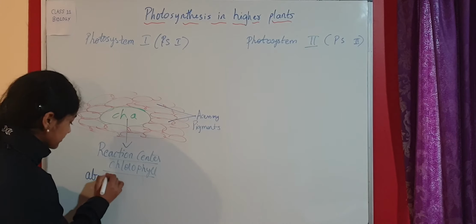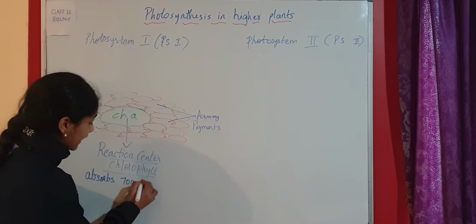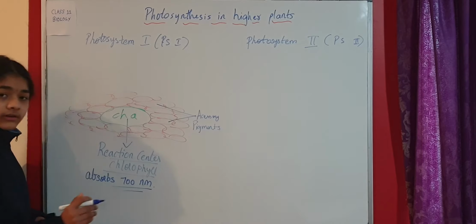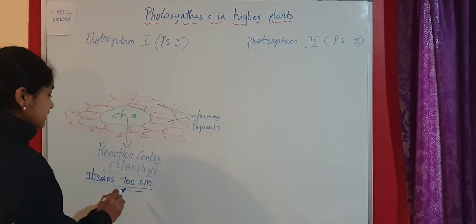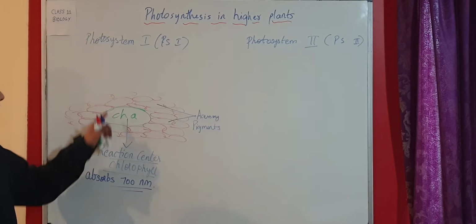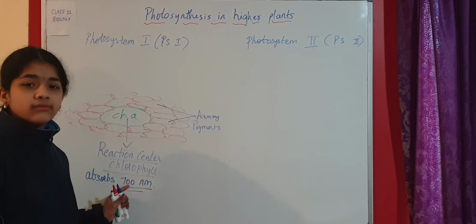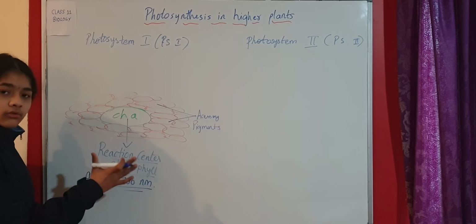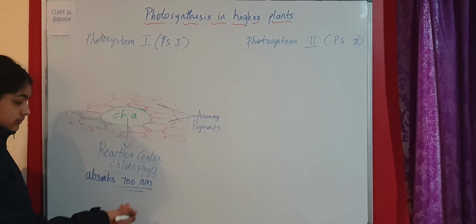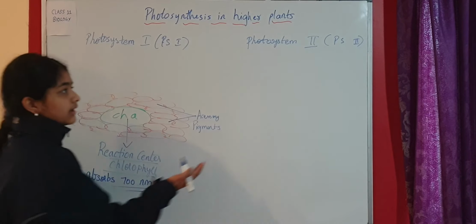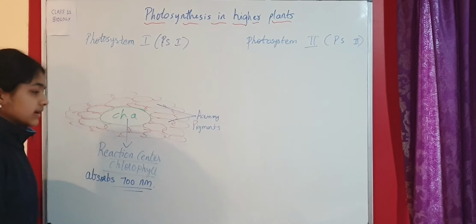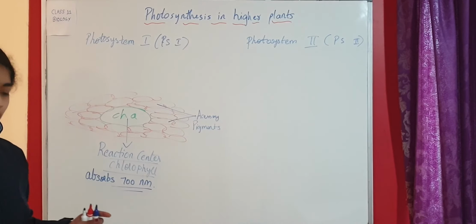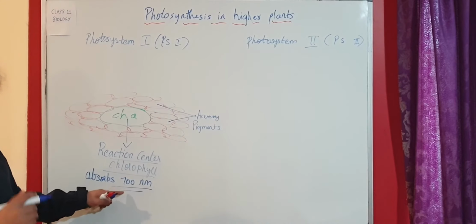so it absorbs 700 nanometer. This is very important when we are talking about PS1. This is the most important point in PS1, because this is the only difference between PS1 and PS2. Here the chlorophyll A molecule absorbs 700 nanometer. In photosystem 2, it's going to absorb a different number. We'll take it later.